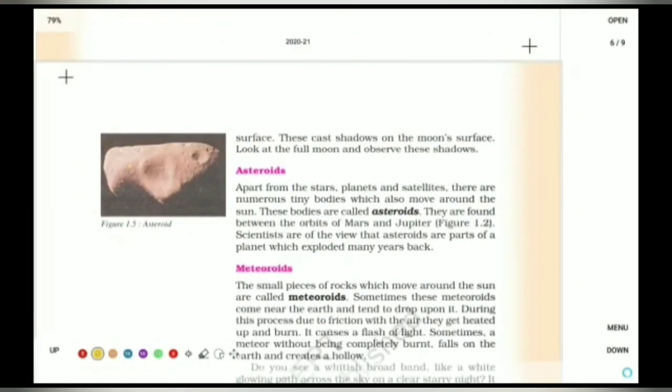Look at these, these are the things about the moon's surface. They have plains, they have debris, they have mountains, etc.